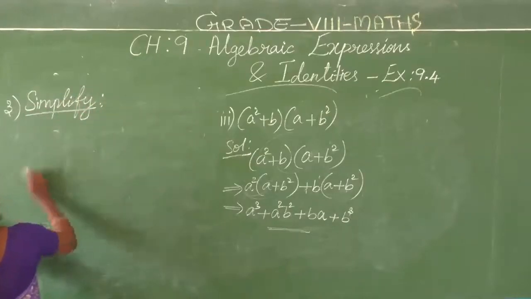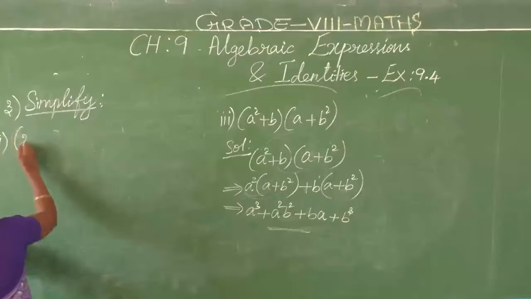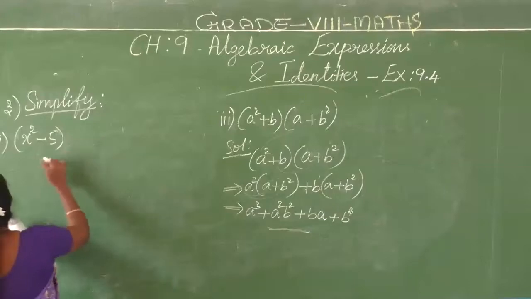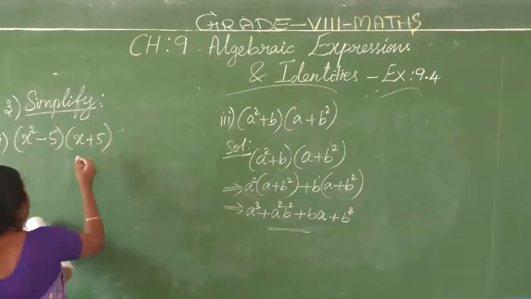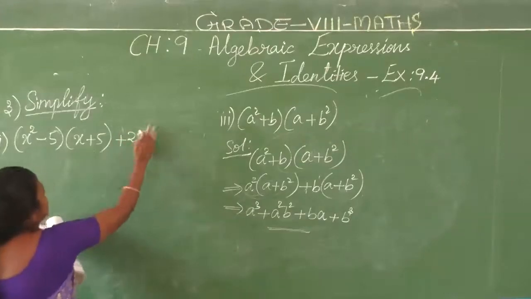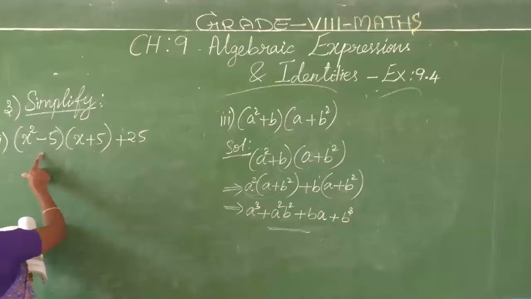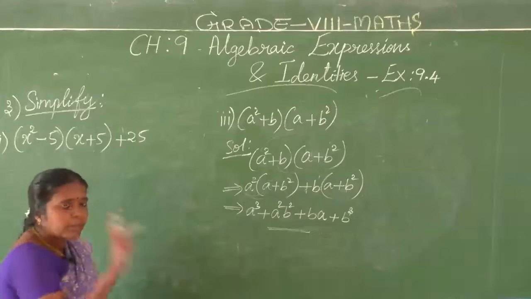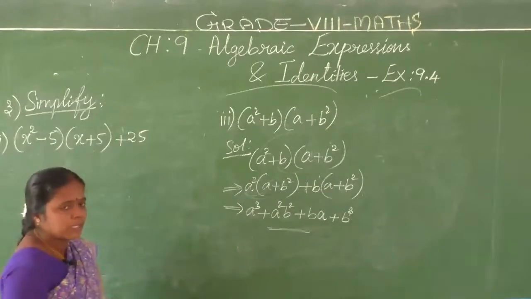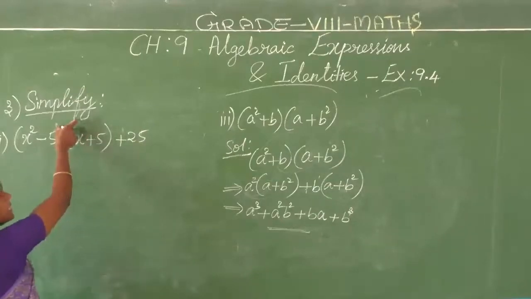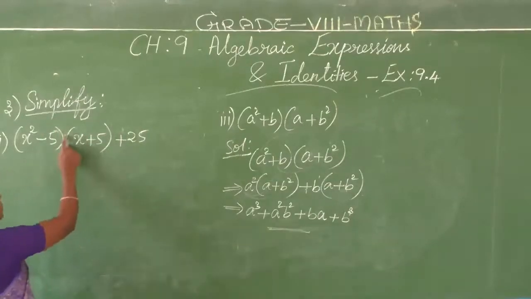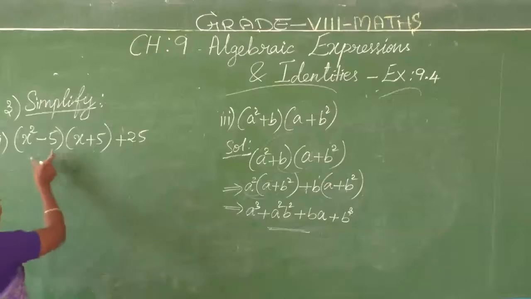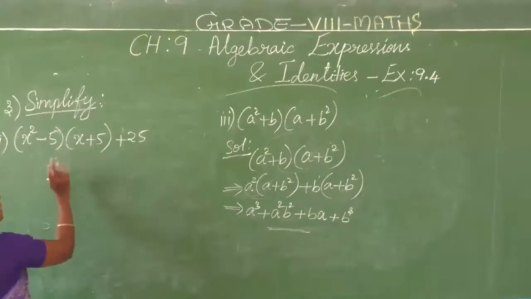Okay, first question, x square minus 5 into x plus 5, plus 25. Up to this, they told us to multiply the two given binomials. There is no extra part. But in this section the heading is simplify. Two binomials in product form are given and then 25 is to be added to this. Understood children? What is the meaning? Product of the two binomials given.